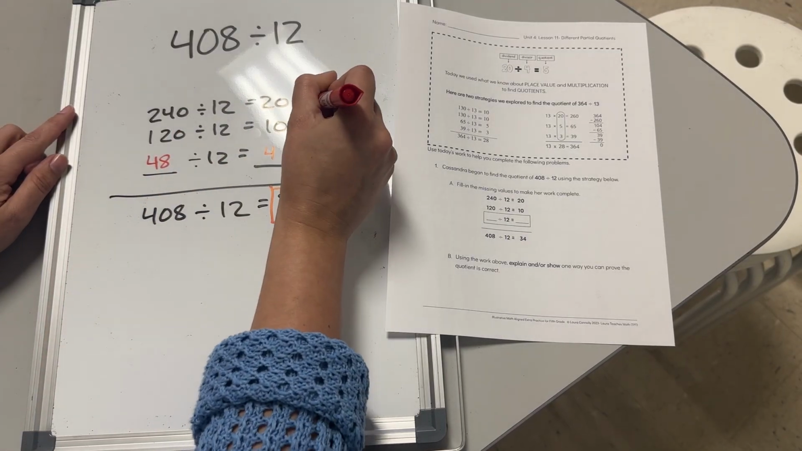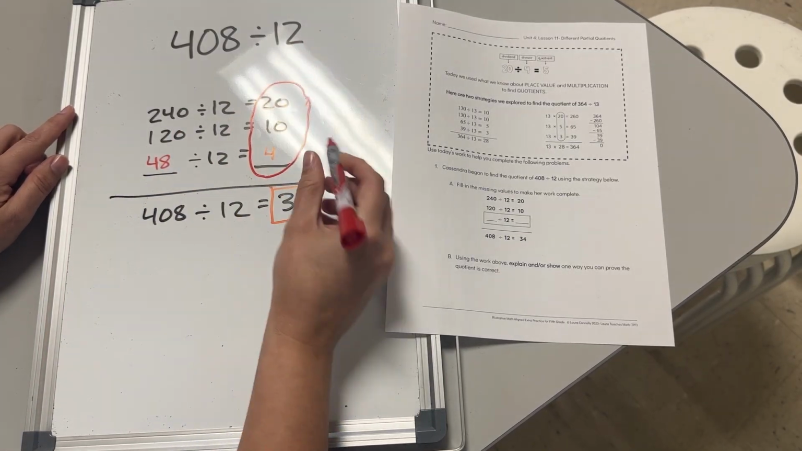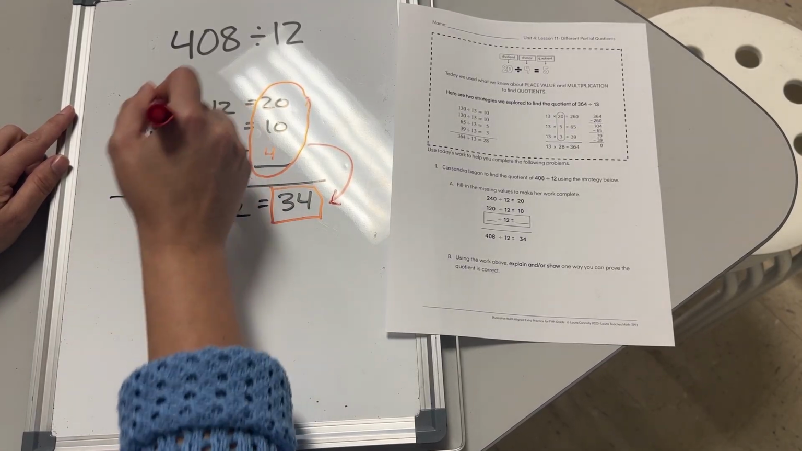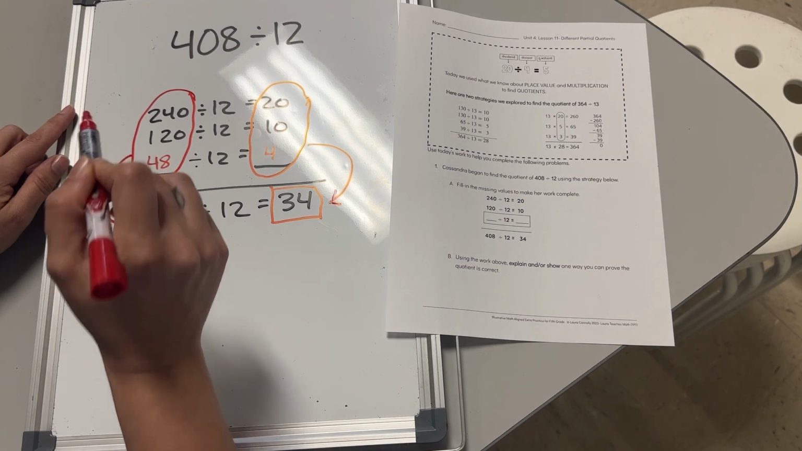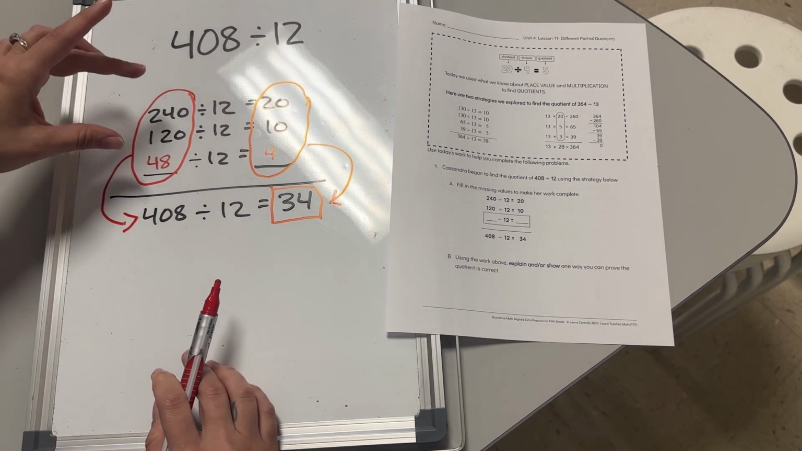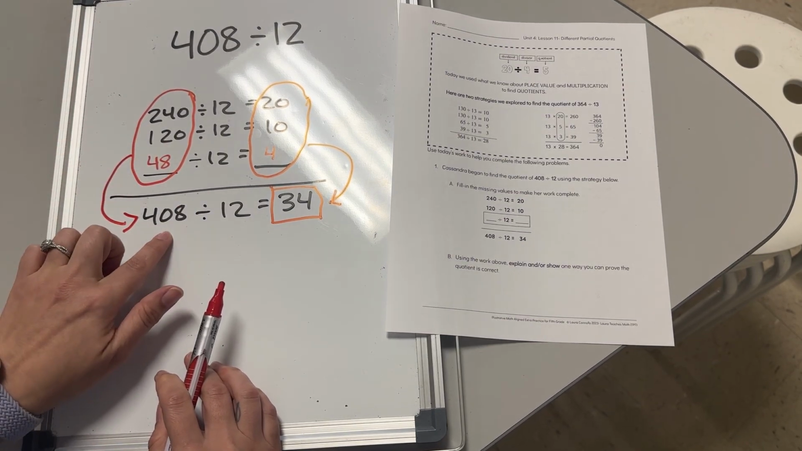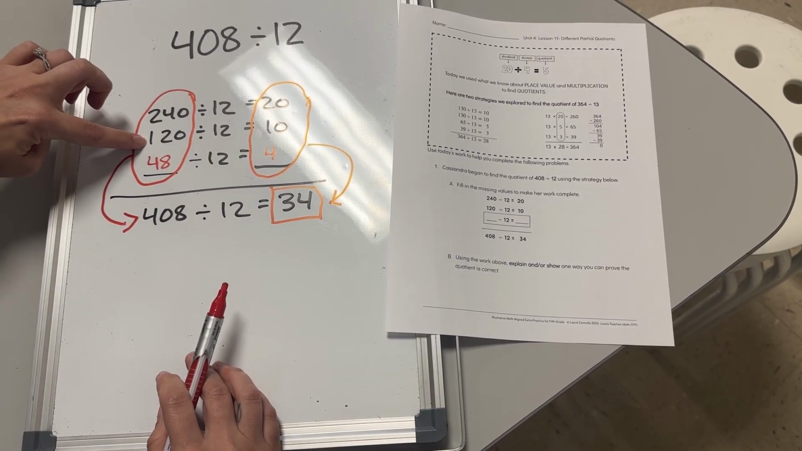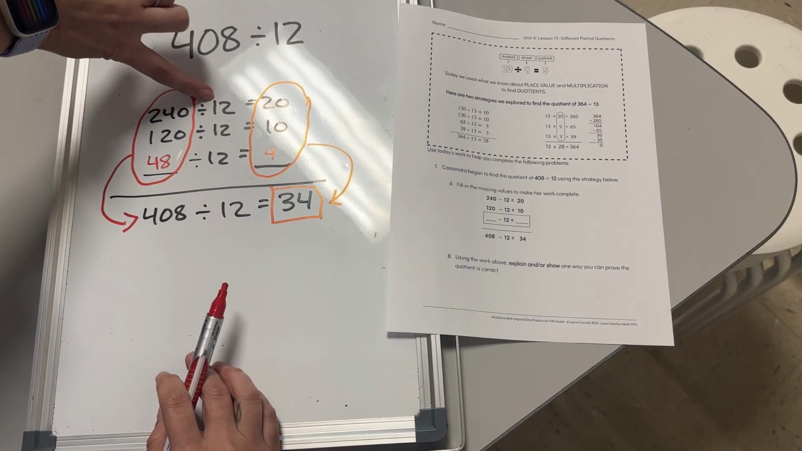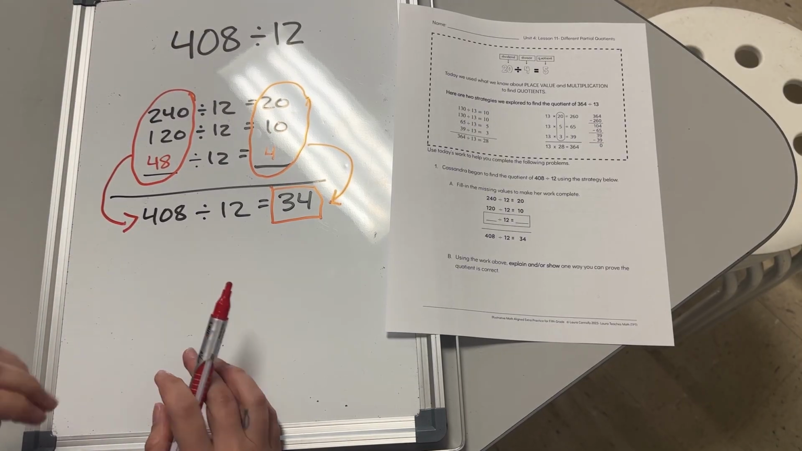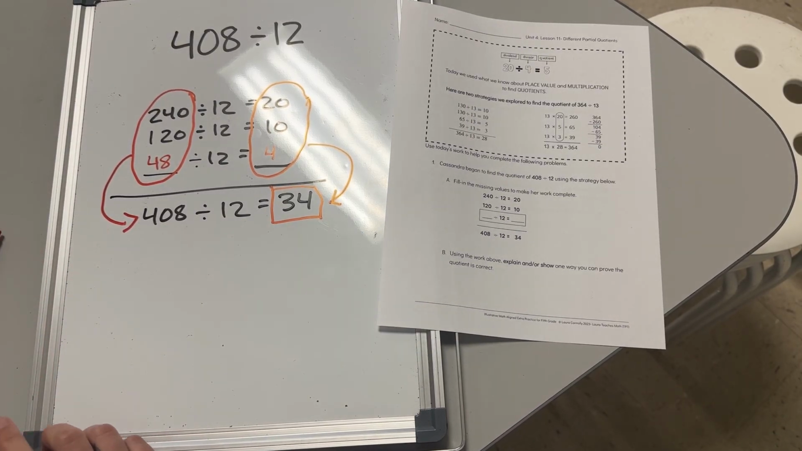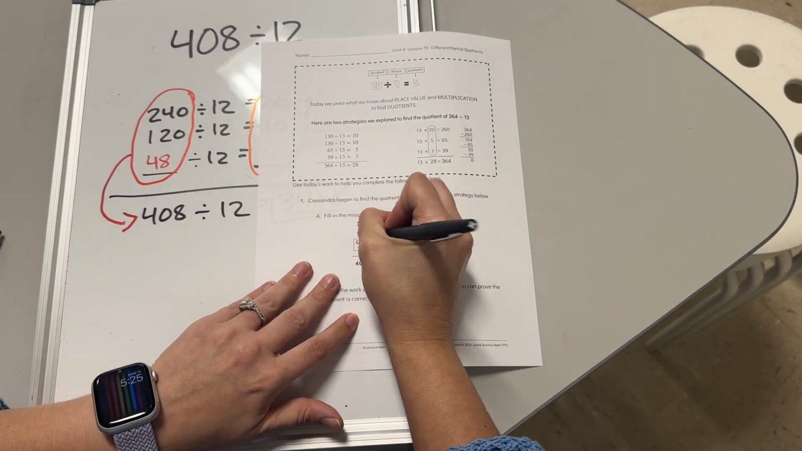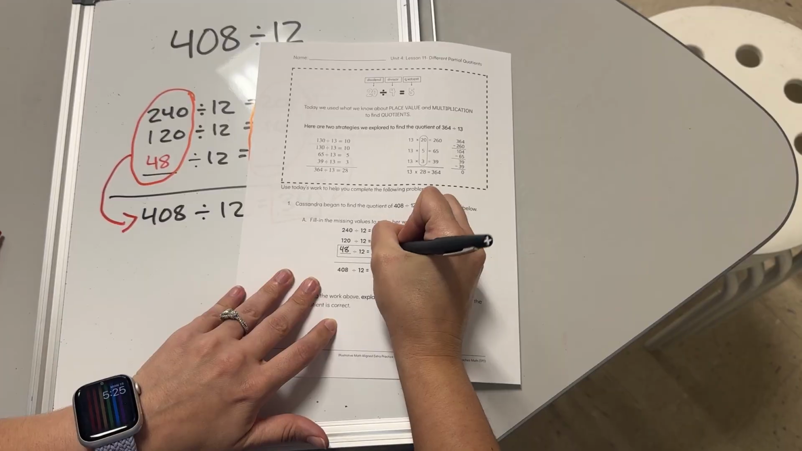So now all of my numbers here add up to 34, and all of my numbers here add up to 408. So really, she was using a decomposing method to divide, which allowed her to use numbers that are easy with her 12s times tables. For B, I'm going to backtrack. Let me go ahead and fill in 48 and 4 on my lines.